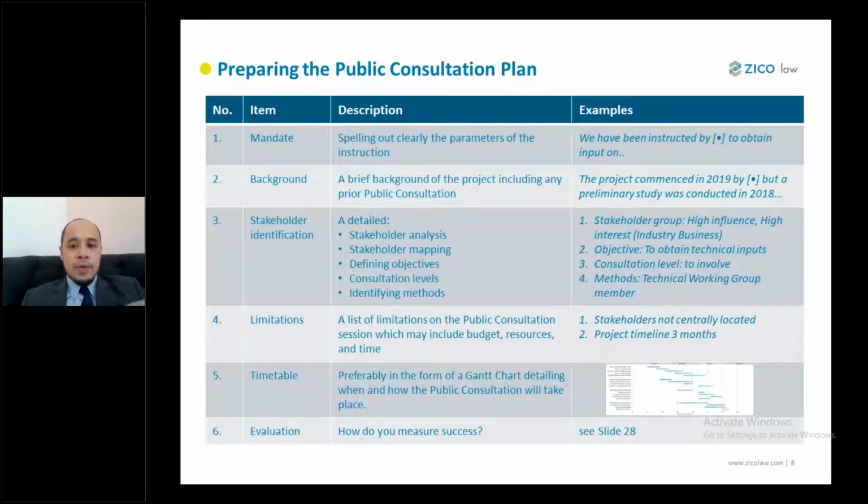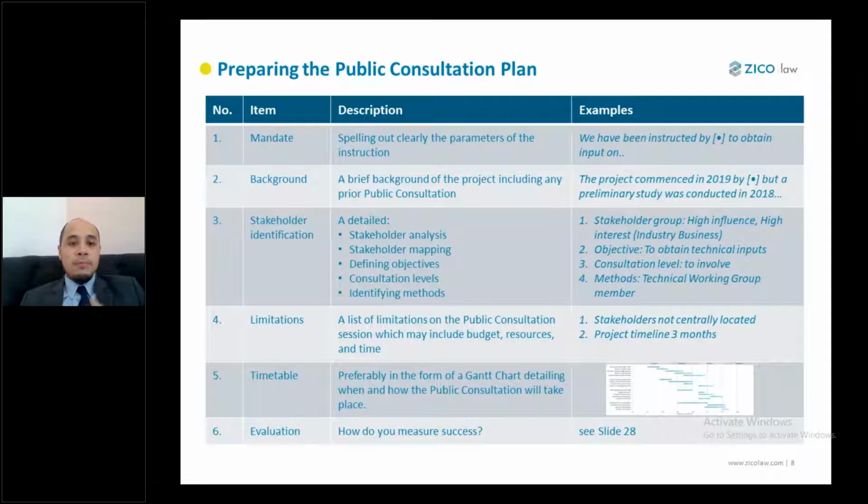So, for example, if you have a stakeholder in a high influence, high interest group, just take it as any industry business, then the objective here, what do you want from them? You want to obtain technical inputs in relation to your legislation. You want to obtain best practices in relation to a policy you're developing. So your consultation level with them would probably be to involve or collaborate with them. And then what method would you use? Perhaps you put them into your technical working group, the working group between industry and regulators in developing this policy.